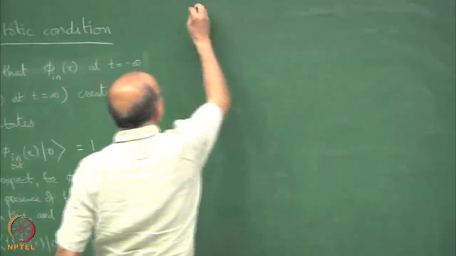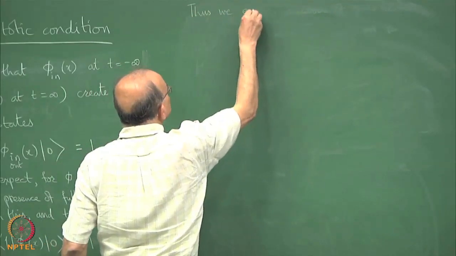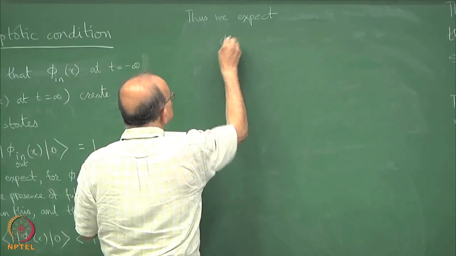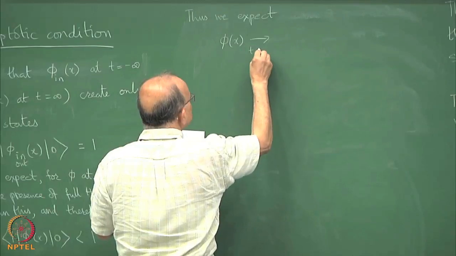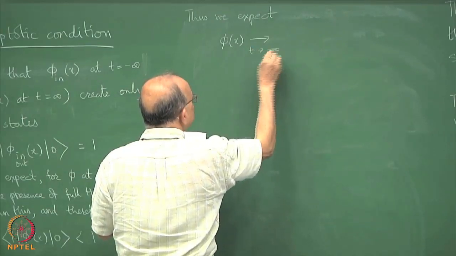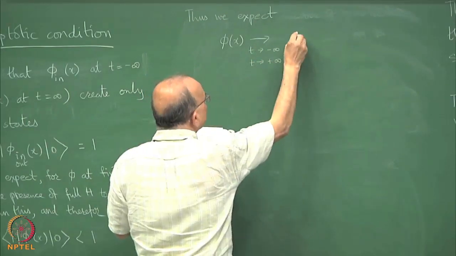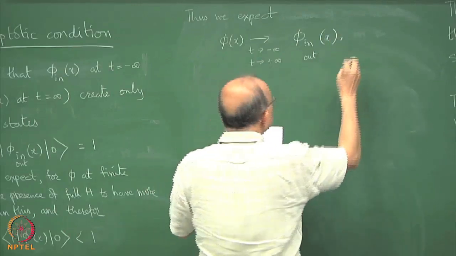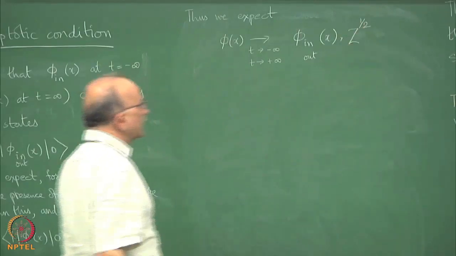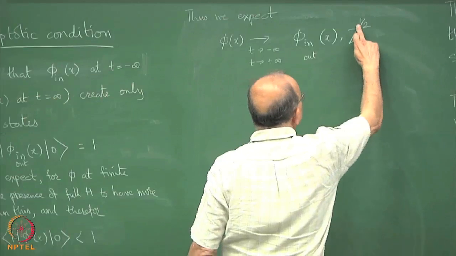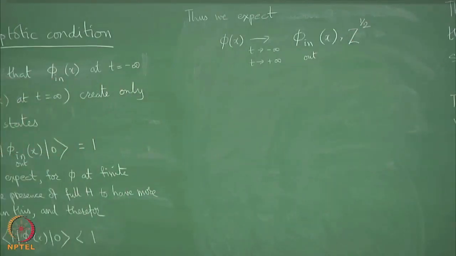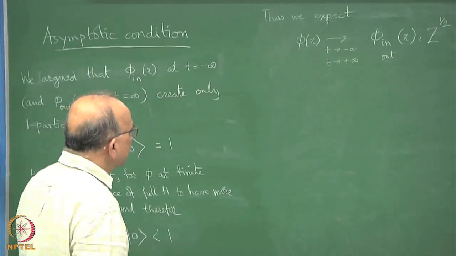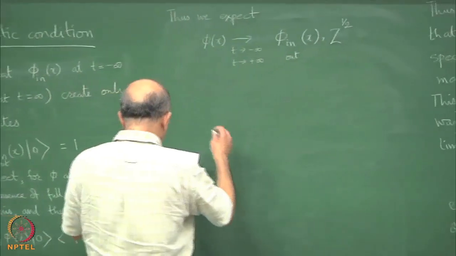So thus we expect that there is a factor square root Z, as t goes to minus infinity or plus infinity, of phi in or out of x times square root Z, and that Z we expect same for in and out, because after all the evolution is unitary, so the normalization from this end to that end doesn't change. So Z is the same in both in and out regions, but this is what we expect, where Z is a number between 0 and 1. Okay.